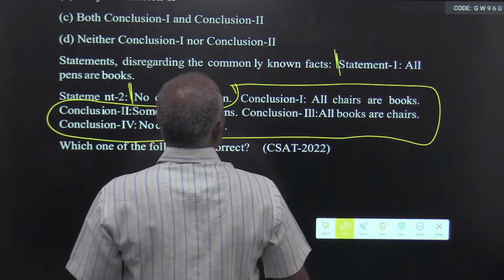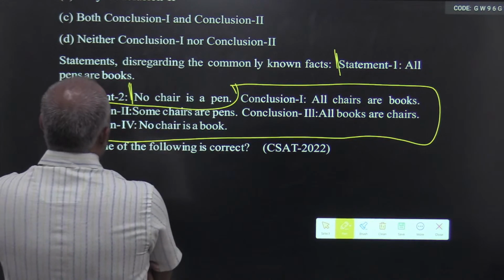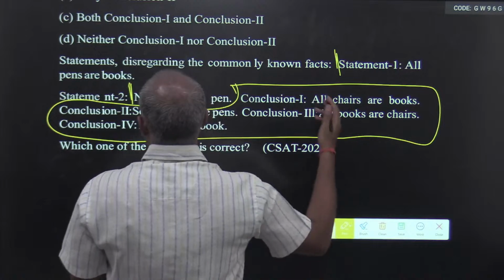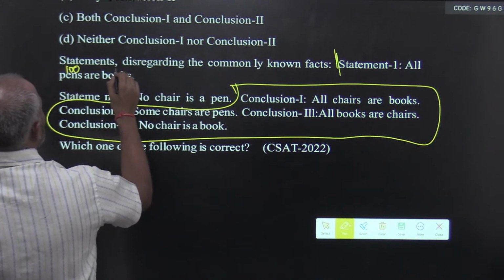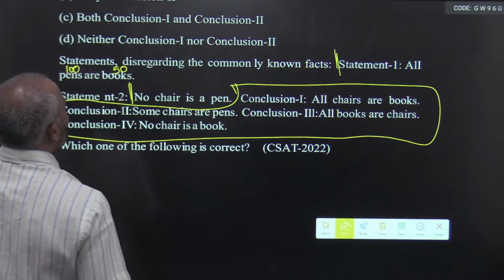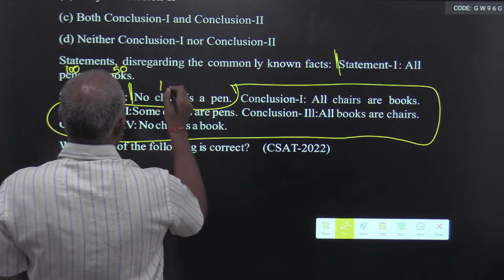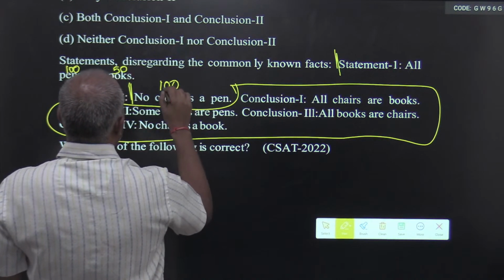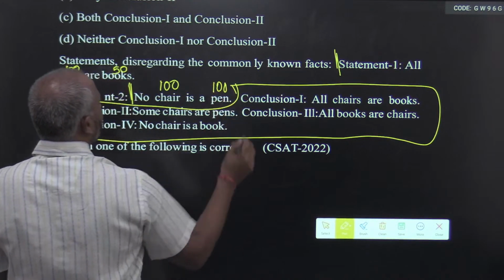Okay, now let us solve. Commonly known facts: all pens are books. All is universal, so a value of 100, and books is a positive statement, so 50. No chair is a pen. That is a negative statement plus universal, that's why a value of 100, and since it is negative, the object value is 100.